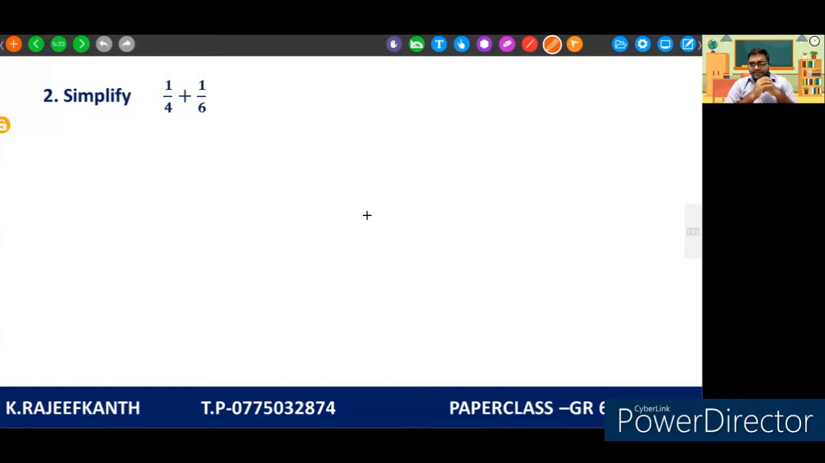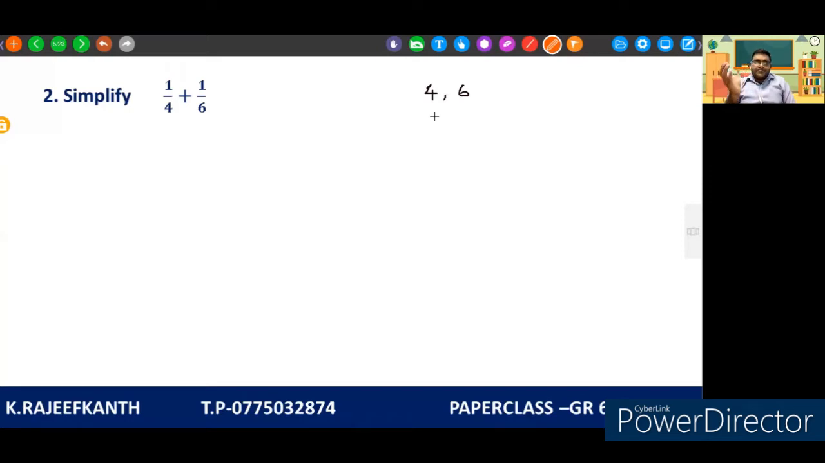Have you all finished? So here you have to add two fractions, 1/4 and 1/6. The denominators are different. So you have to get the common denominator. Right? Here, how can we get the common denominator? Here, 4 and 6. Right? In these two numbers, 6 is the greater one. Right? 6 is the greater one.